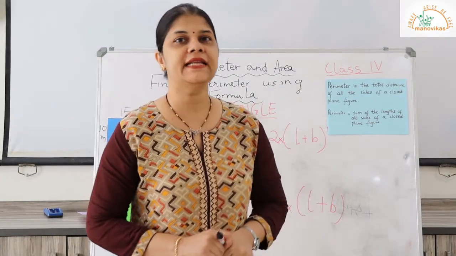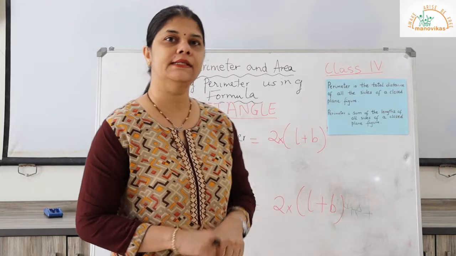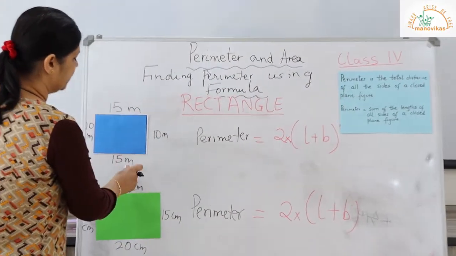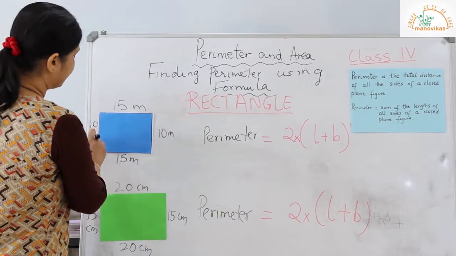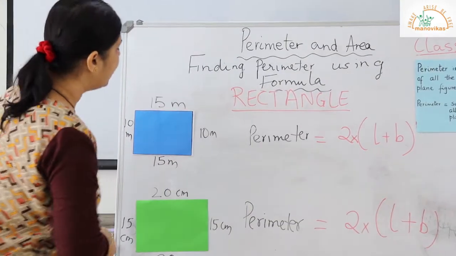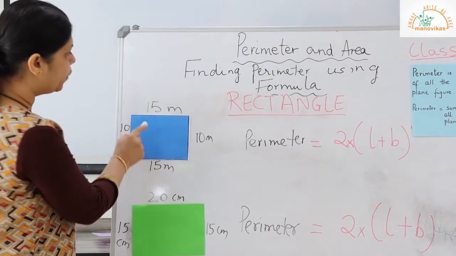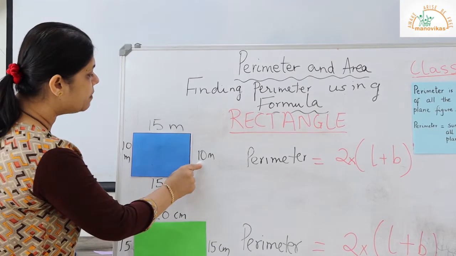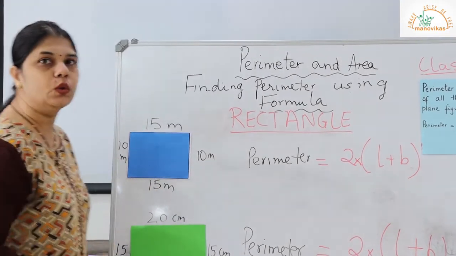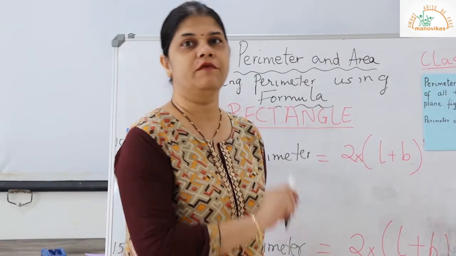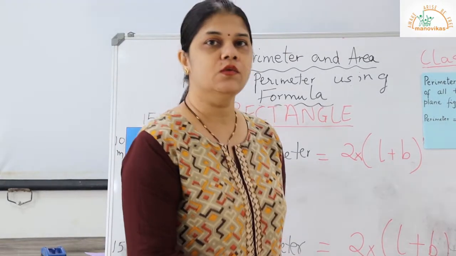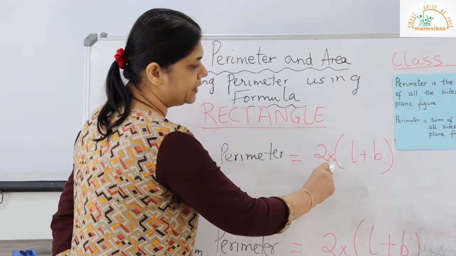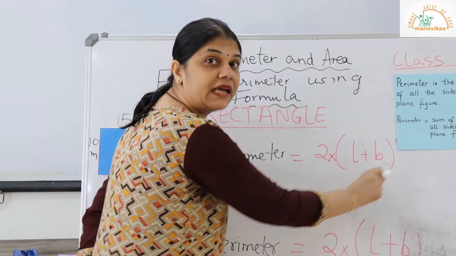Now, let us see the next shape or figure, that is the rectangle. A rectangle has opposite sides equal. These two are the lengths and this is the breadth. So, you can see that in this rectangle, the opposite sides are equal. 15 meters, 15 meters. 10 meters, 10 meters. So, to find the perimeter of this rectangle, we will use this formula. Perimeter equals 2 multiplied by (length plus breadth).